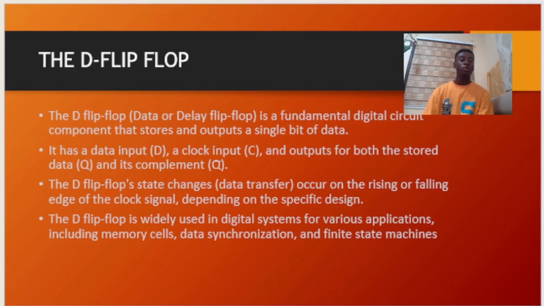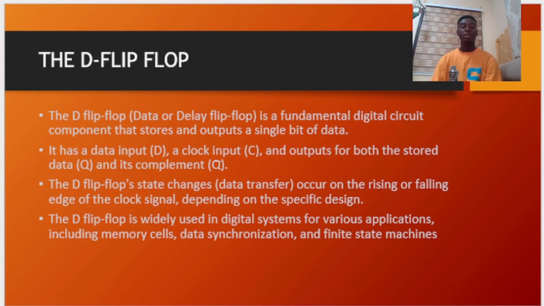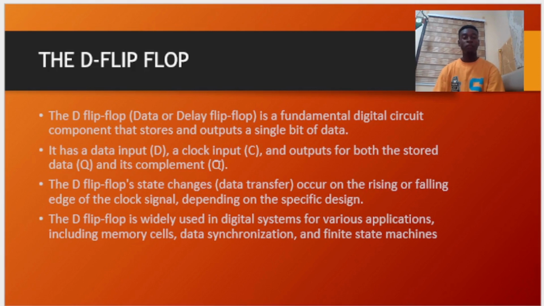Alan also came and elaborated on the D flip-flop. He made us understand that the D flip-flop, or the data or delay flip-flop, is a fundamental digital circuit component that stores and outputs a single bit of data. It has a data input D, a clock input C, and outputs for both the stored data, which is Q, and its complement, Q complement. The D flip-flop state changes, that is data transfer, occurs on the rising or falling edge of the clock input depending on the specific design, because there are various designs. The D flip-flop is widely used in digital systems for various applications including memory cells, data synchronization, and finite state machines.